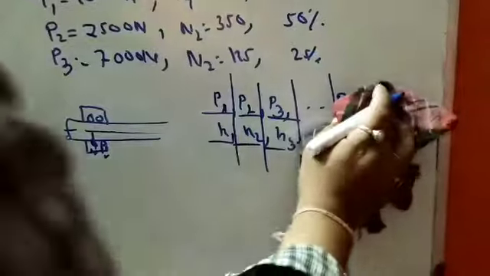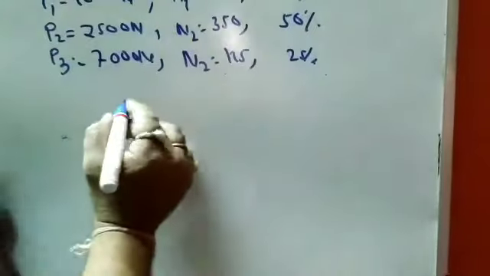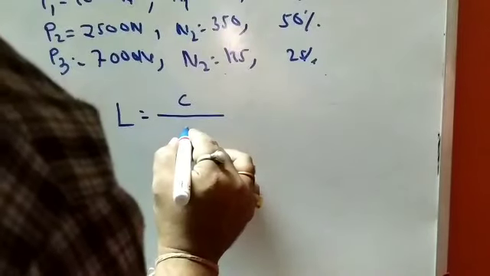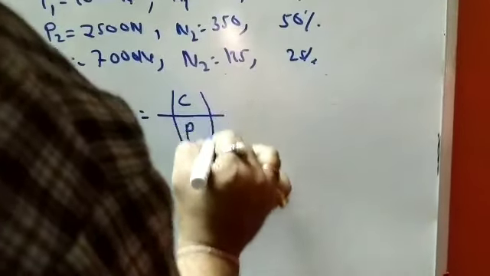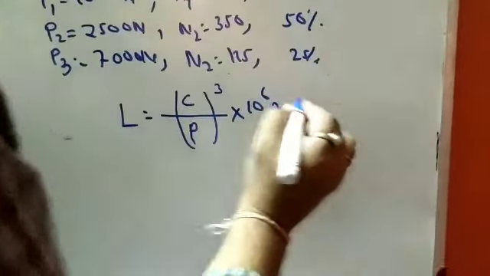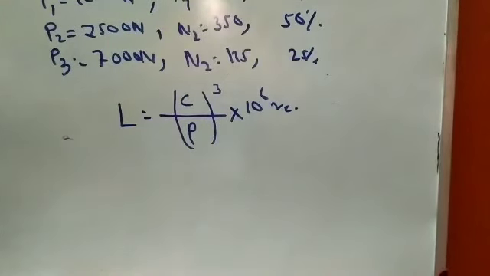Now we know that the life of a bearing is given by the formula L = (C/P)^3 × 10^6 revolutions, where L is the life of the bearing, P is the equivalent load of the bearing, and C is the dynamic load carrying capacity of the bearing. Now, how do we deal with this when there is not a single force but three forces, P1, P2 and P3?